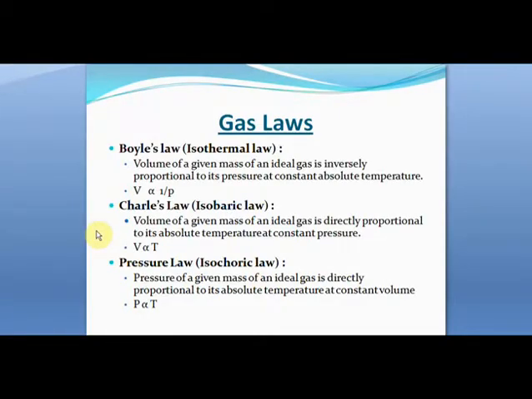Now we'll see pressure law, which is also called isochoric law. This law states that the pressure of a given mass of an ideal gas is directly proportional to its absolute temperature at constant volume. So pressure law states that the pressure of a given mass of gas is directly proportional to temperature at a given volume, that is, volume is constant here. So this means that P by T is constant.